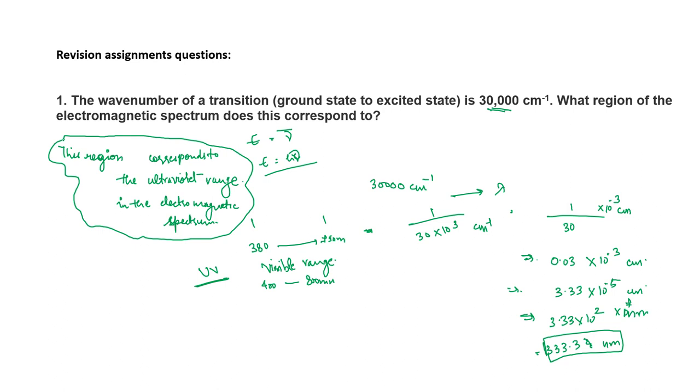Basically, if you remember the relation, you can directly write the answer in centimeter inverse. But if you want to convert it to nanometer and then find the answer, if you are given such a type of question, you just need to convert it to wavelength and then find the region which it corresponds to. Okay, if you have any doubt in this question, just ask, or else we'll go to the next question.